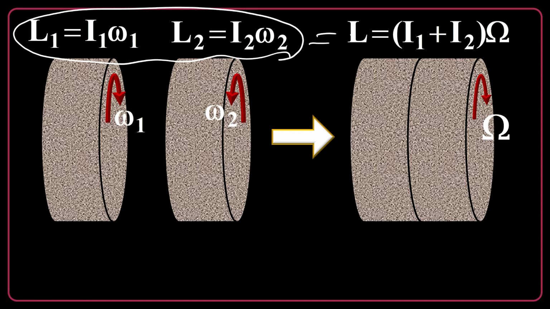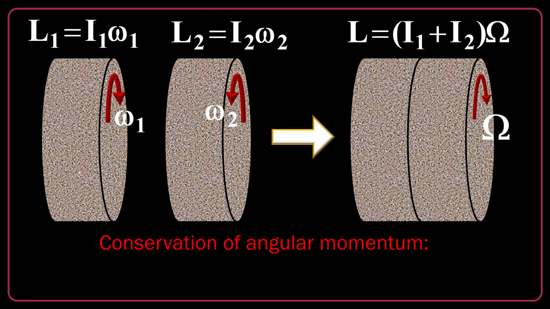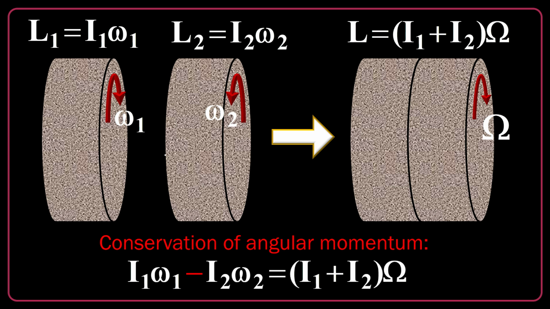But how to sum them? That's a very important point. As they are moving in opposite directions, okay, we have to subtract them. If at the beginning they have the same direction of spin, it is very easily a sum. But now it's a subtraction. So I should write I1 omega 1 minus I2 omega 2 is equal to I1 plus I2 times omega. So here I put a plus or minus depending on the direction of rotation. Plus for same direction, minus for opposite direction of rotation.